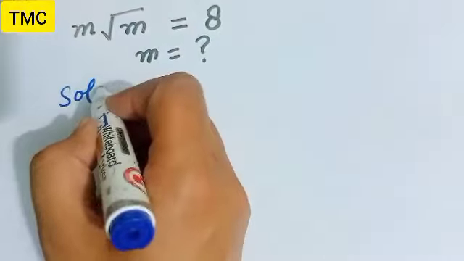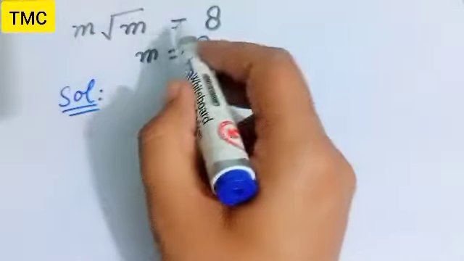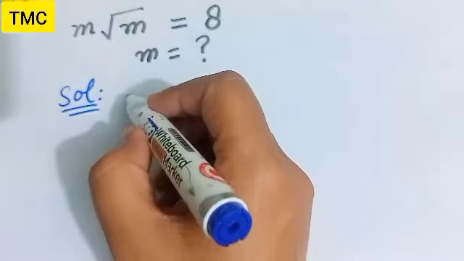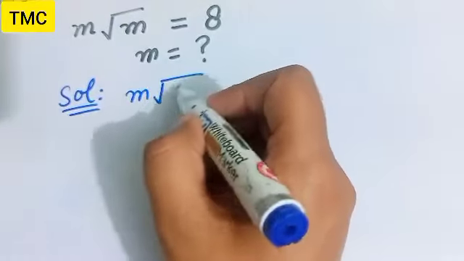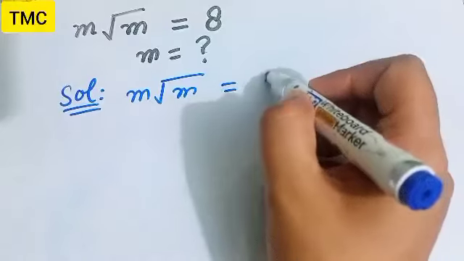m square root m equals 8. What will be the value of m? Let's start the solution. m square root m equals 8.